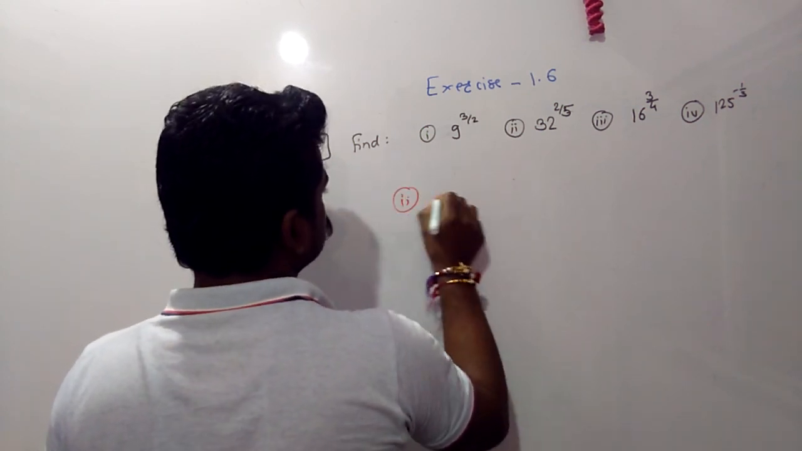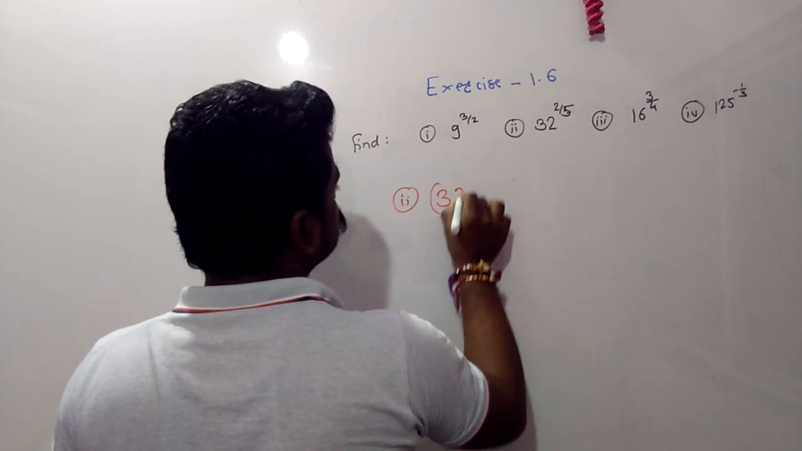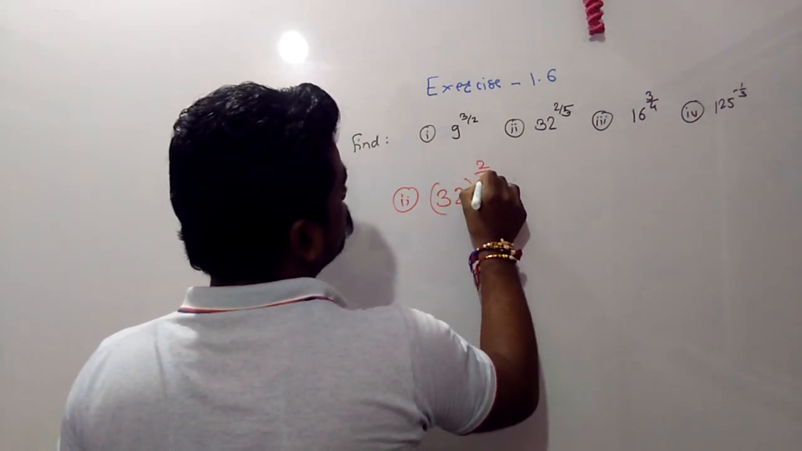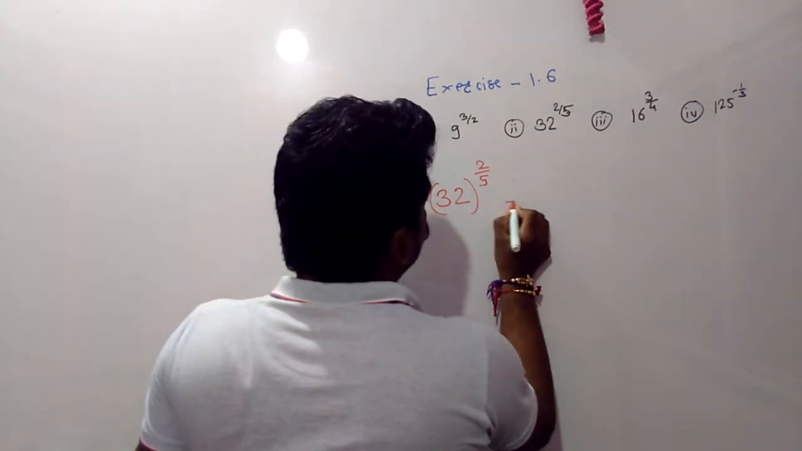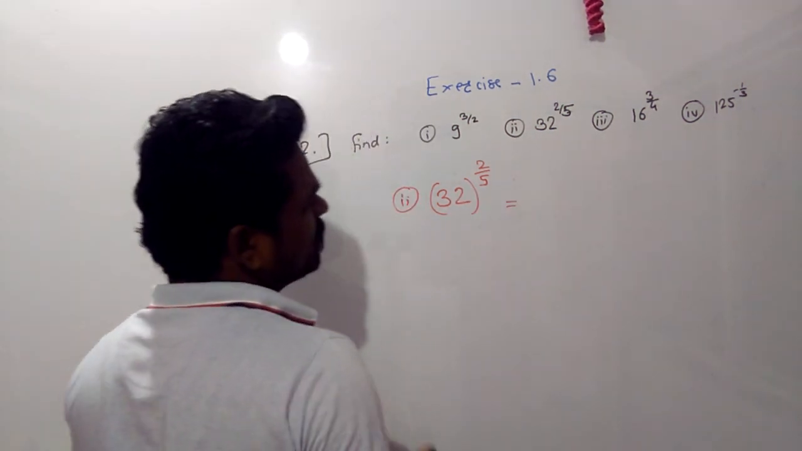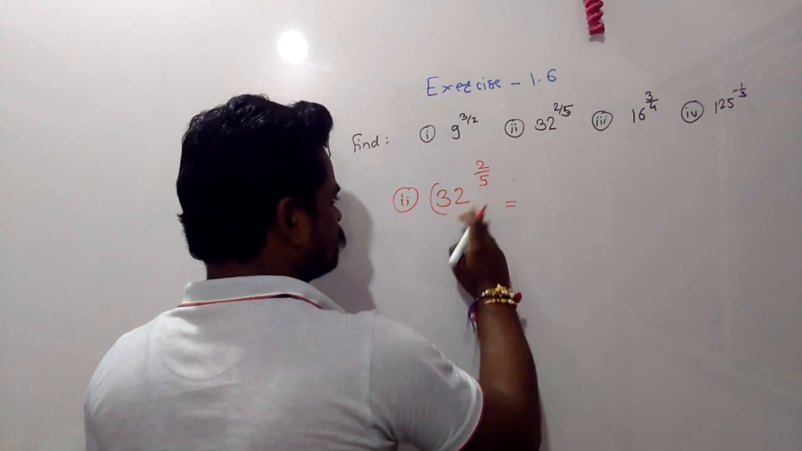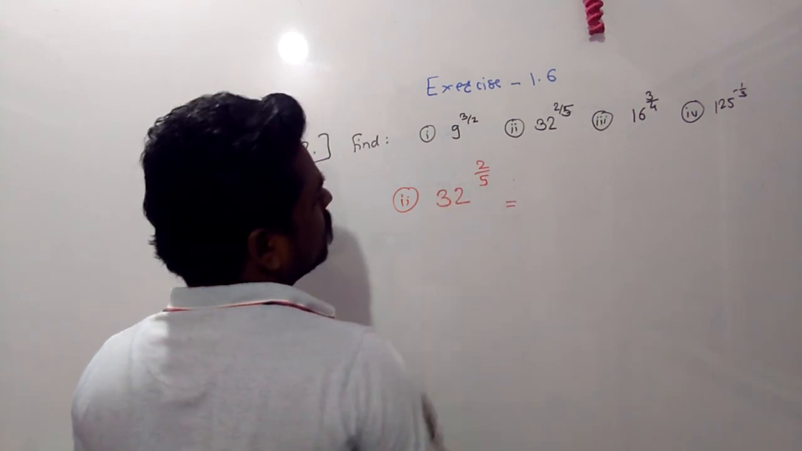Second question, 32 raised to 2 by 5. Now you can do it any way, no problem. So we'll do it in this way. 32 raised to 2 by 5 is there. It's like this. Okay, fine, no problem.